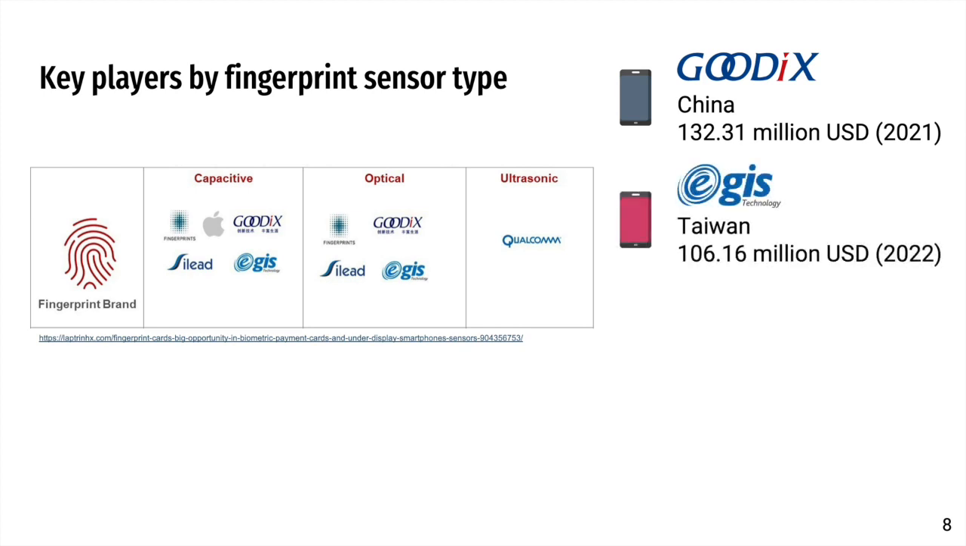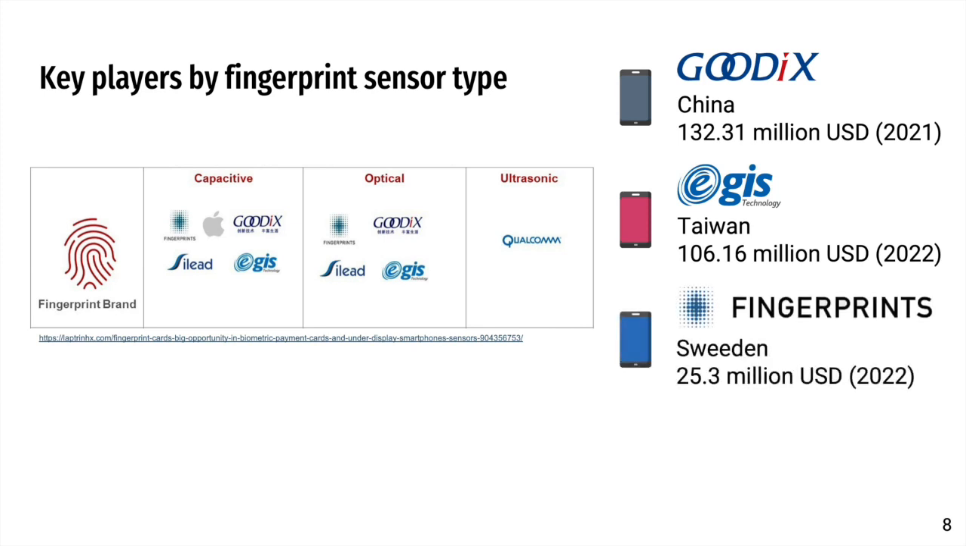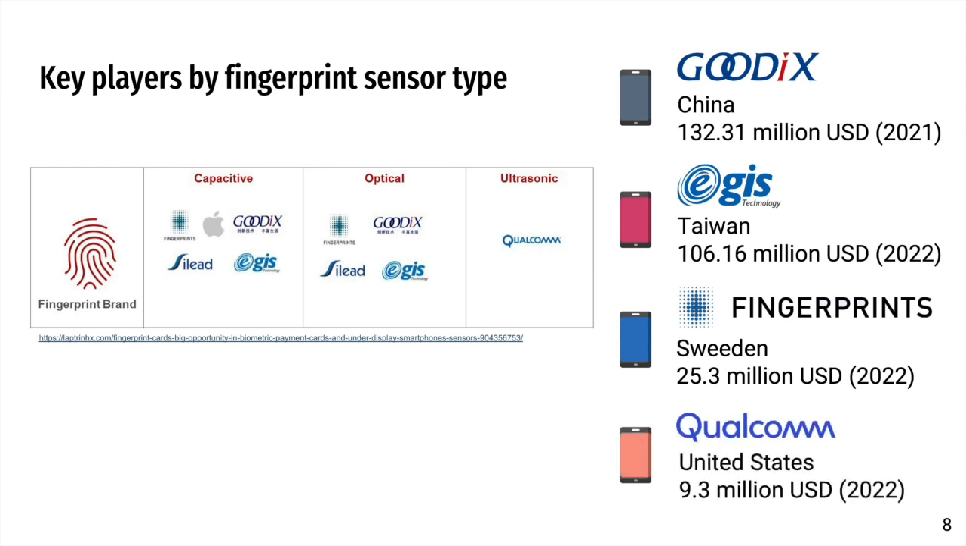Aegis, also headquartered in China, specialized in fingerprint recognition technology and provides both capacitive and optical fingerprint sensors. Fingerprint, a Swedish company, is renowned for its capacitive fingerprint sensors, known for their excellent performance and reliability. Qualcomm, a global leader in mobile technology, offers advanced ultrasonic fingerprint sensors that provide enhanced security and convenience.